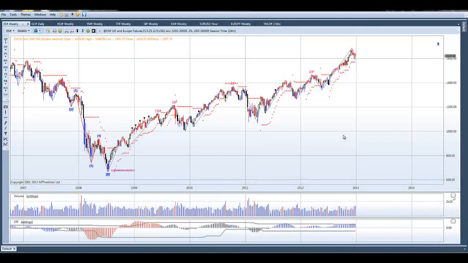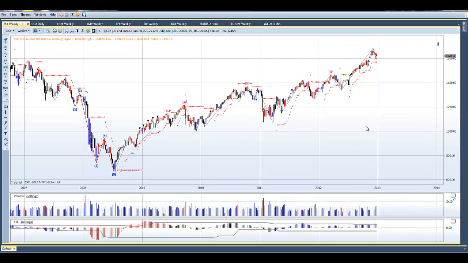This is the MTPredictor weekly market update for June 16th. I'm working with MTPredictor version 7.5 here, running with the IQ feed. Let's take a look at the S&P here. This is the continuous contract, we just have a rollover, and so everybody should be rolled over to the new contract as of Monday.